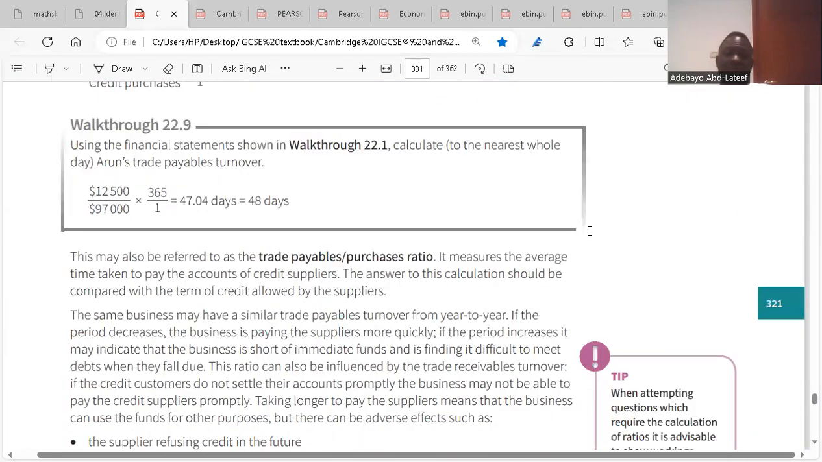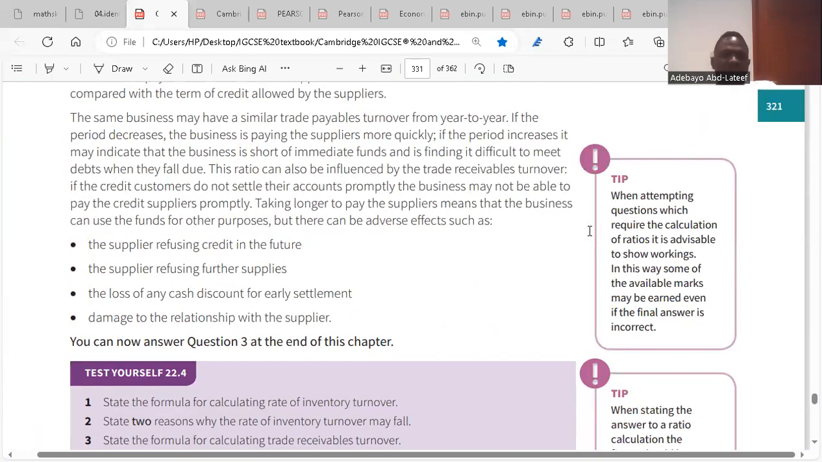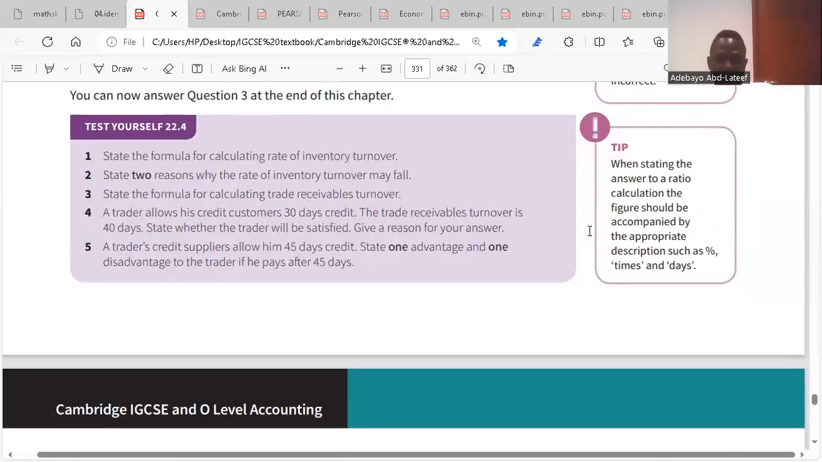Okay. So for trade payables, it says suppliers refusing further supplies, which we talked about, and the loss of any cash discounts for early settlements. These are the problems you encounter when you delay payment, when you are not paying your suppliers. One, your suppliers will not trust you. You won't be getting new supplies from them. It damages the relationship between you and your suppliers. And also, you will lose out on cash discounts because you're not paying as at when due, and you have to pay interest. Clear? Yes.